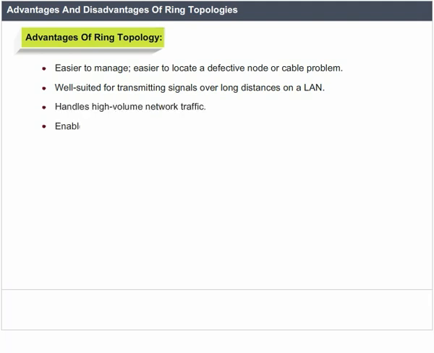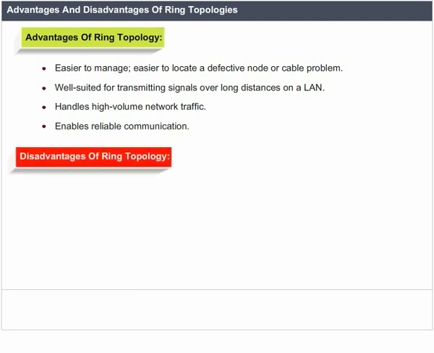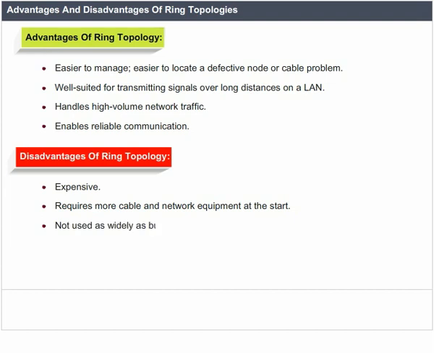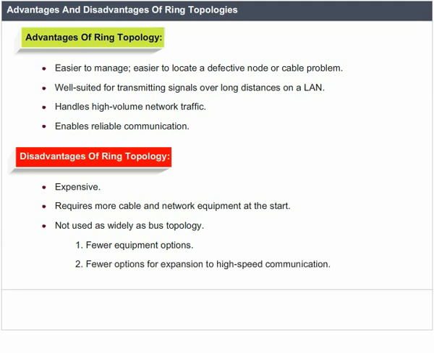Advantages of ring topologies: easier to manage, easier to locate a defective node or cable problem. Well suited for transmitting signals over long distances on a LAN. Handles high volume network traffic. Enables reliable communication.